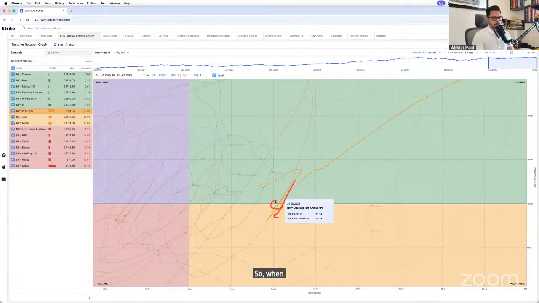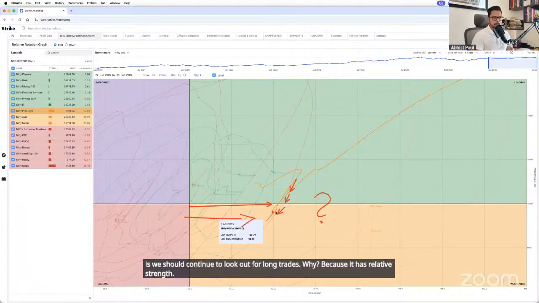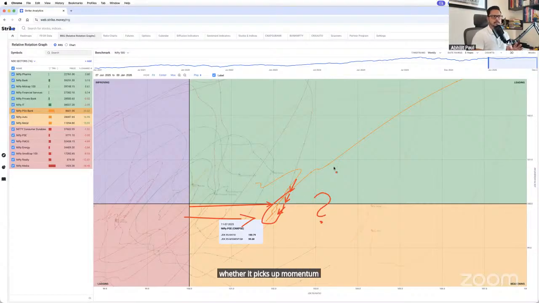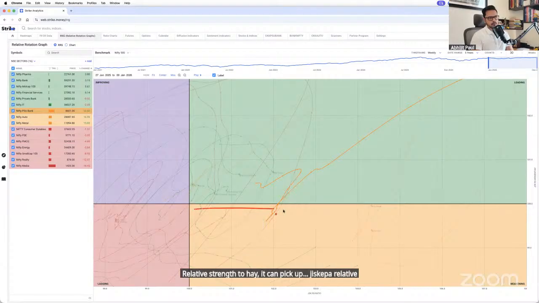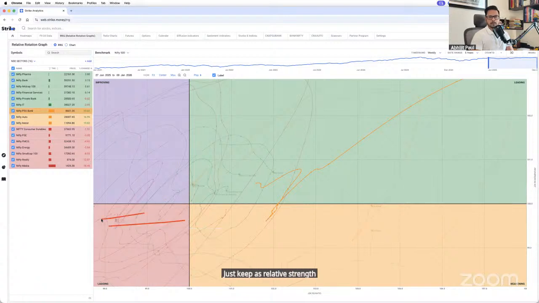So when the PSU bank was here or here or here, what should have been our narrative? हम क्या बोलते उस PSU chart को देख के, what RRG को देख के? We would have said that, listen, it has relative strength, but it is losing momentum of the relative strength. So strategy क्या होना चाहिए? Is we should continue to look out for long trades. Why? Because it has relative strength. अब देखना ये है whether it picks up momentum or not. If it picks up, relative strength तो है ही. It can pick up. जिसके पास relative strength है, उसके पास momentum pick up करना relatively easy होगा. जिसके पास relative strength नहीं है, उसके लिए pick up करना difficult होता है.